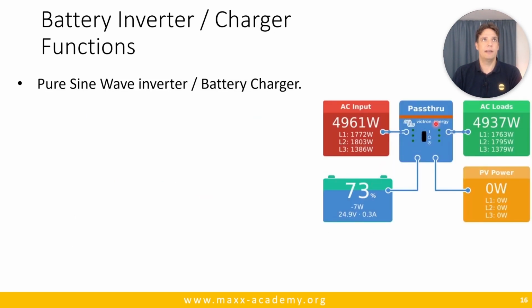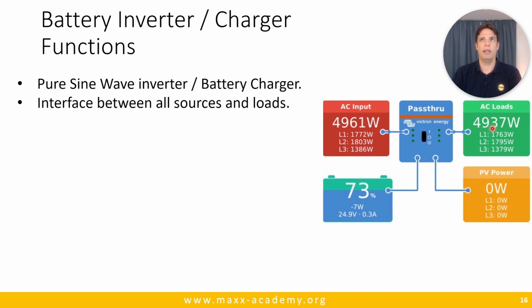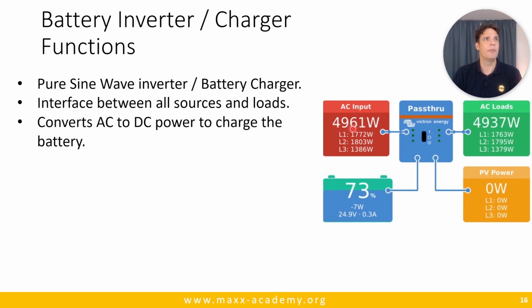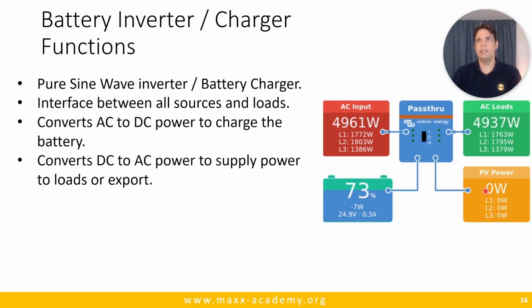So obviously it's a pure sine wave inverter and battery charger in one device. It's the interface between all the different sources, which is your grid, battery and PV power, and your loads. So it's the interface between the loads and these three sources. It converts AC power to DC power, so power can flow from the grid into the battery to charge the battery. And also it can convert the DC power from the PV panels or the battery to AC power for the AC loads or even to the grid.